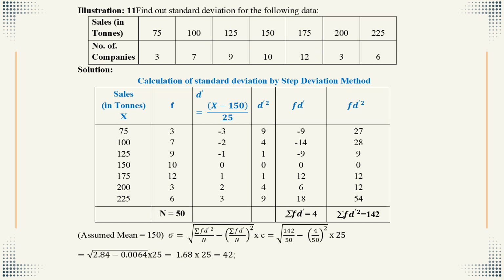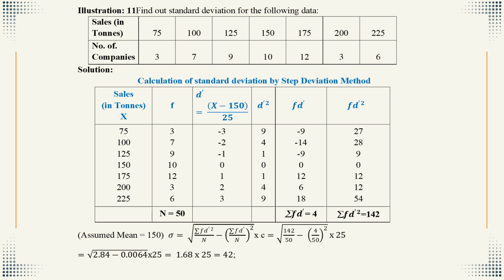Then it gives the values: 75 minus 150 by 25 gives minus 3. Then 100 minus 150 by 25 gives minus 2. Then 125 minus 150 is minus 1. Then 0. Then 175 minus 150 by 25 is 1. Then 200 minus 150 by 25 is 2. Then 225 minus 150 by 25 is 3. Then we have to square that, d square: 3 into 3 is 9, 2 into 2 is 4, 1 into 1 is 1, then 0, 1 into 1 is 1, 2 into 2 is 4, 3 into 3 is 9.